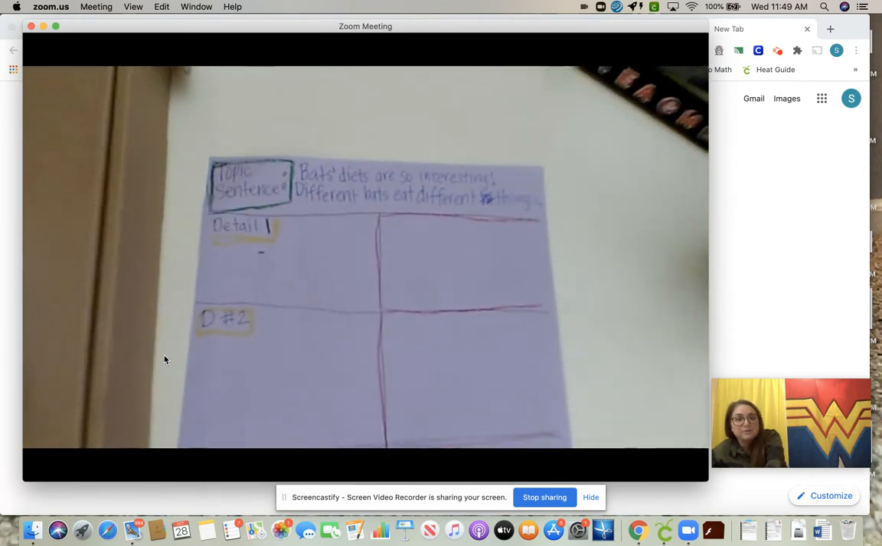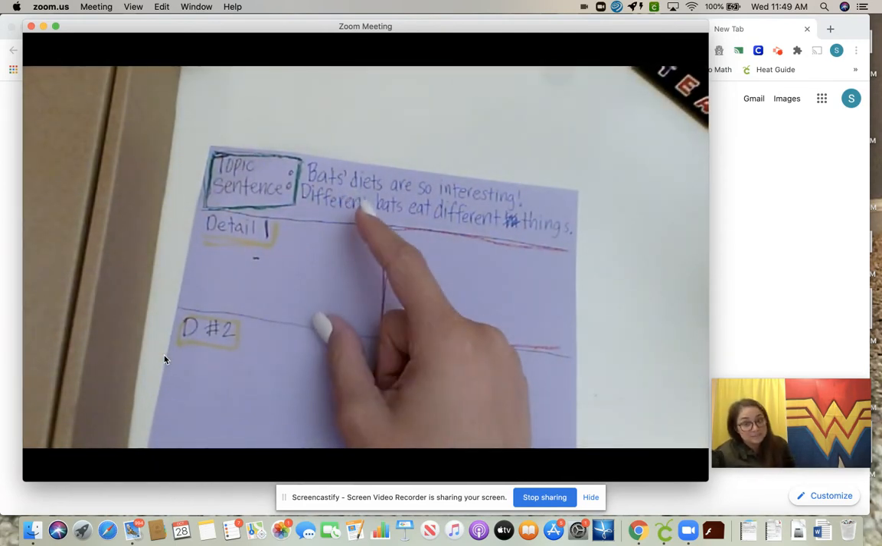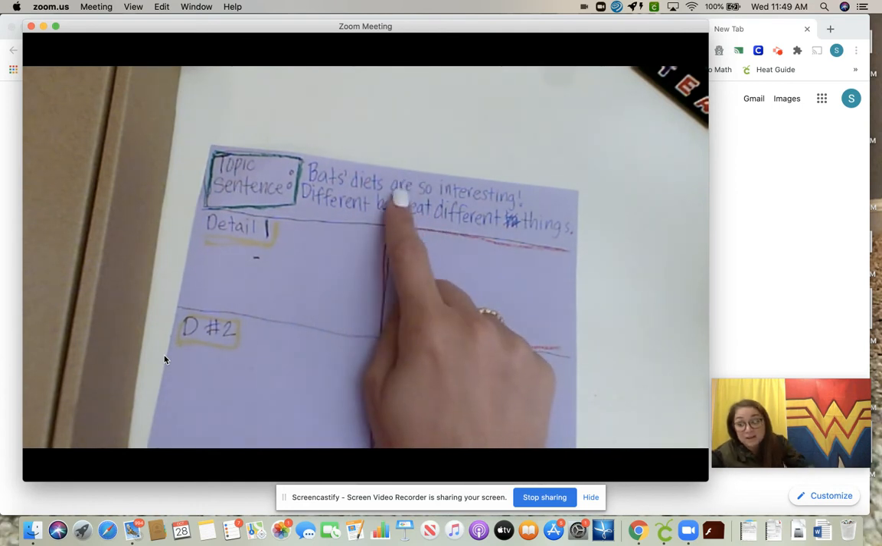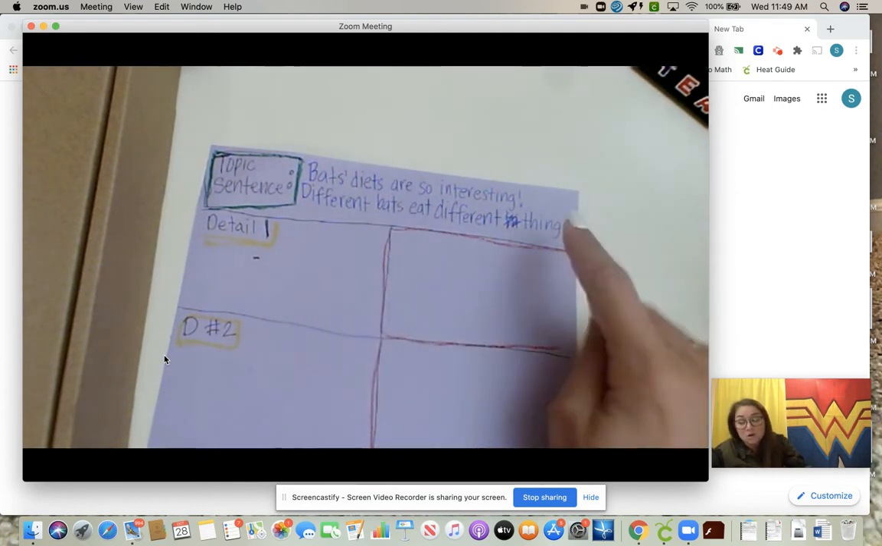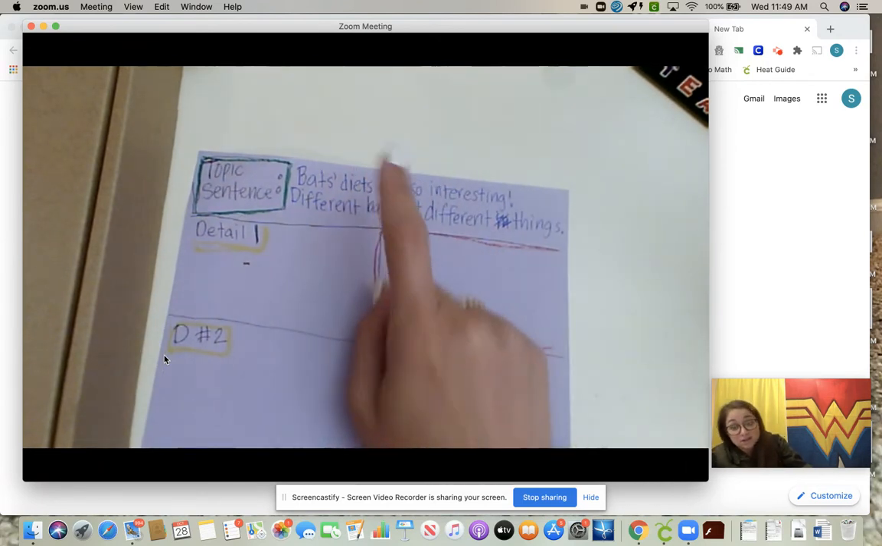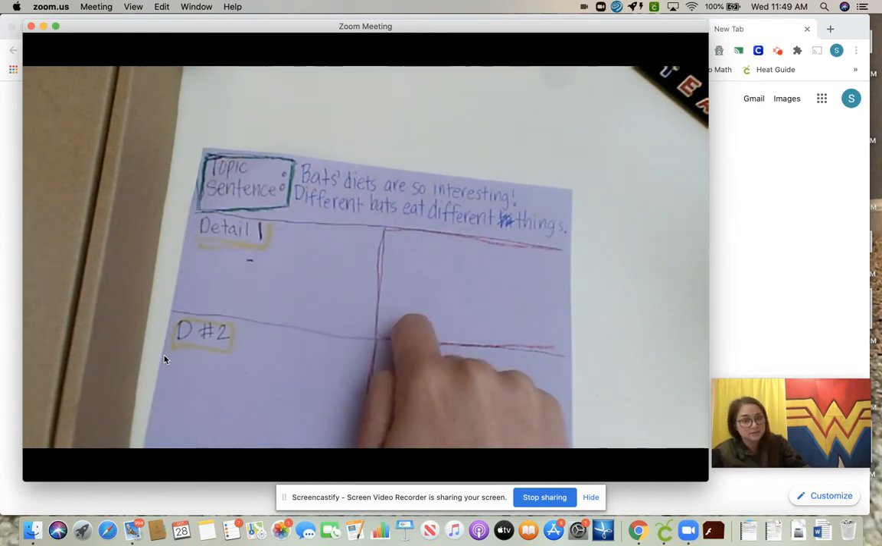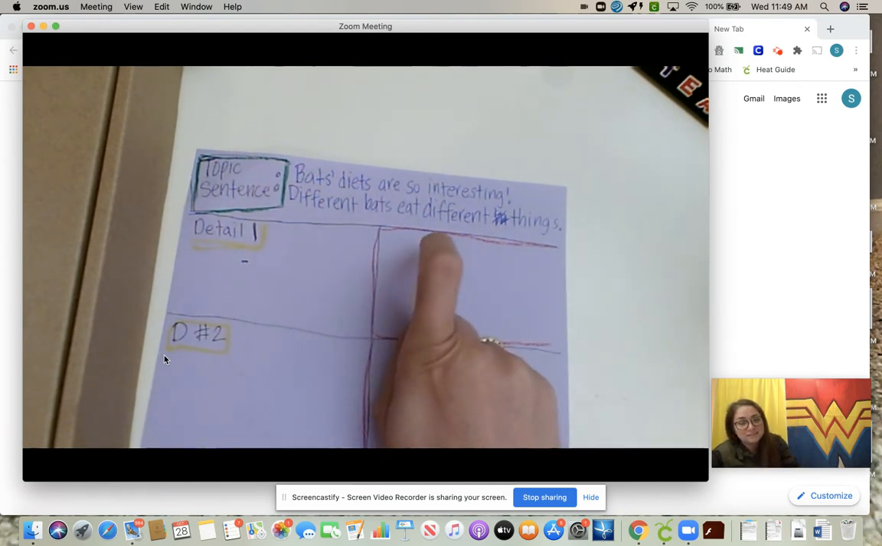And then since we're talking about their diet, I wrote 2 topic sentences. When they write their paragraph, they can write both of these, or they can choose one. Your topic sentence tells your reader what they are about to read. Both of these talk about the diet and bats. Bats' diets are so interesting. If I read that, I'm like, all right, they're going to tell me about bats' diet. They're not going to go talk about how they love Wonder Woman, right? Because that doesn't fit underneath the topic sentence.